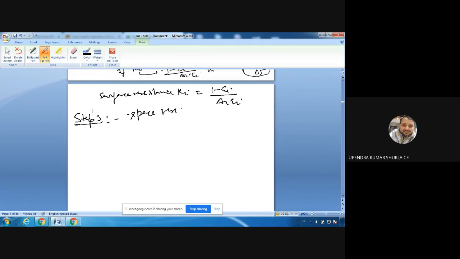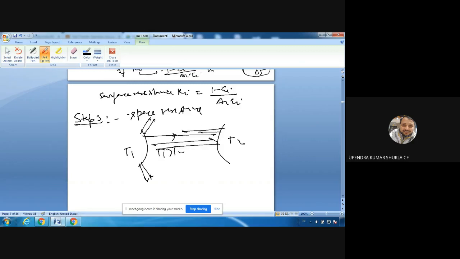Concept of space resistance. Now suppose two bodies are there, very far from each other, one at temperature T1 and the other at temperature T2. Radiation emitted by this surface, suppose T1 is greater than T2, will reach some surface, but some other radiation will not reach because it moves in this way. Same here. Radiation is emitted by this surface by virtue of its temperature, but some radiation will not reach the surface.